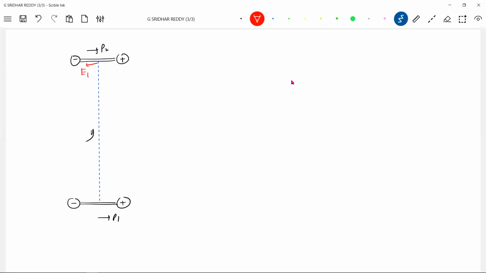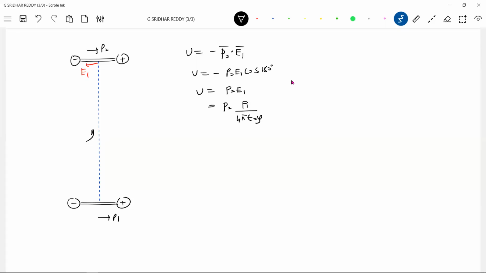Is it okay, justified? Yesterday we have seen how on the bisector the field strength is directed opposite to the electric dipole moment. Then the interaction potential between them should be equal to P2 dot E1. So this becomes P2 E1 cos 180. So the interaction potential is minus P2 into E1. What is E1? It should be equal to P1 by 4 pi epsilon naught y cube.